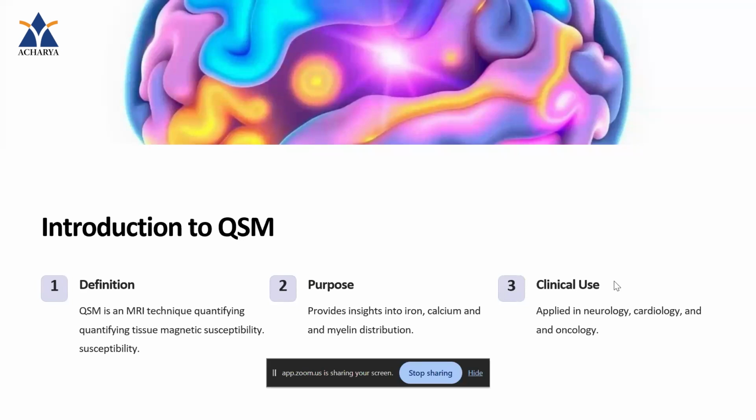Basically, this QSM, the advanced MRI technique, is a non-invasive technique, and it will provide quantitative tissue characterization, which makes this technique a valuable tool in modern medical imaging.